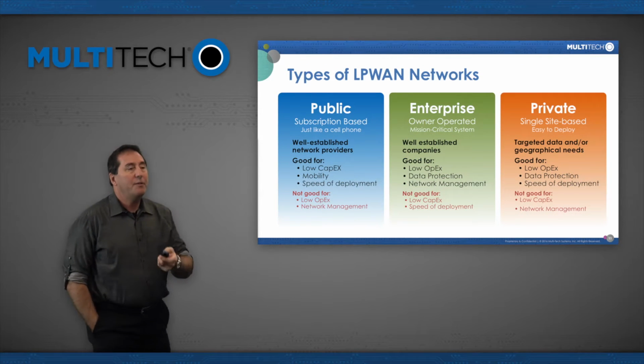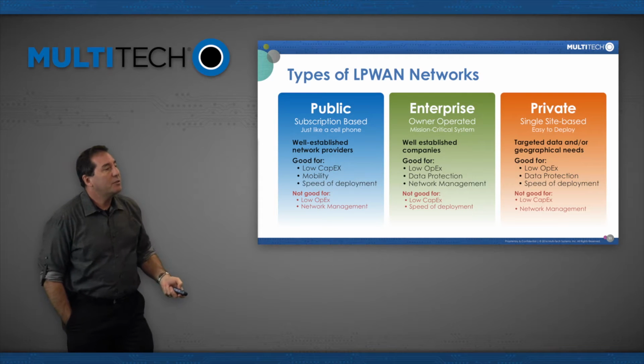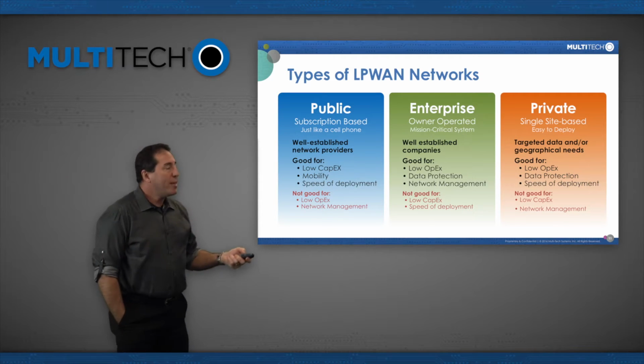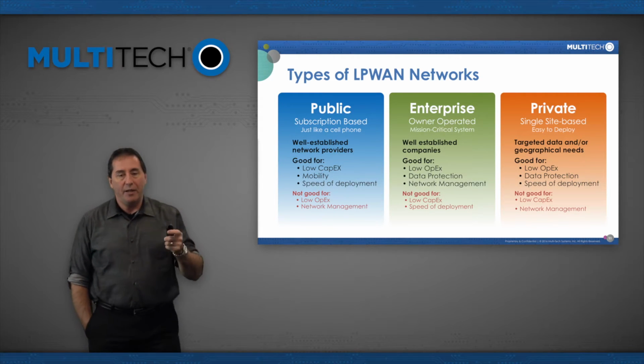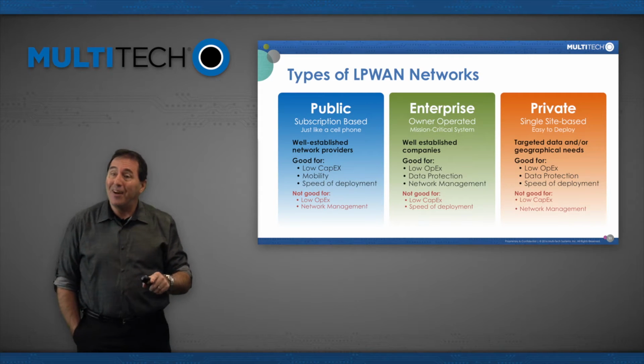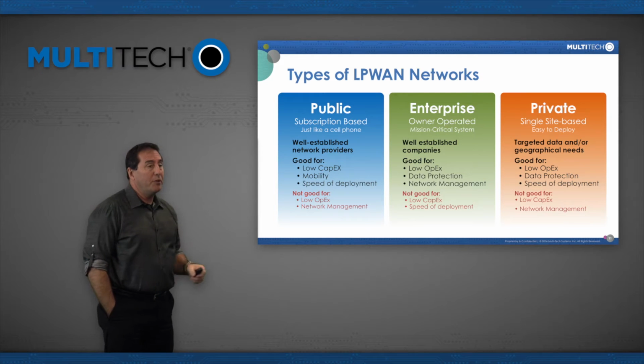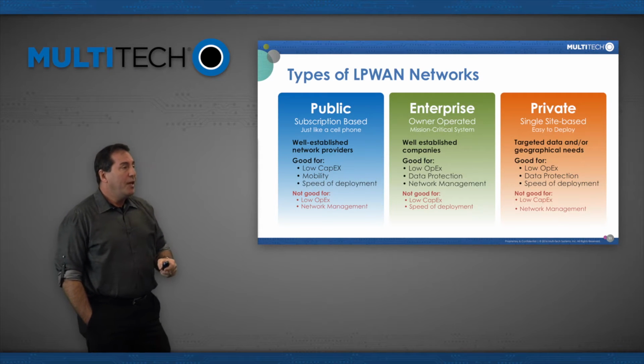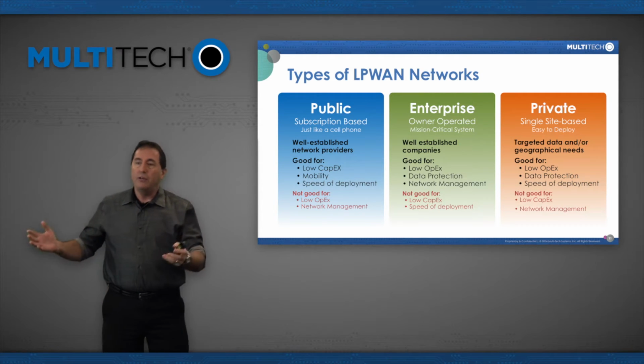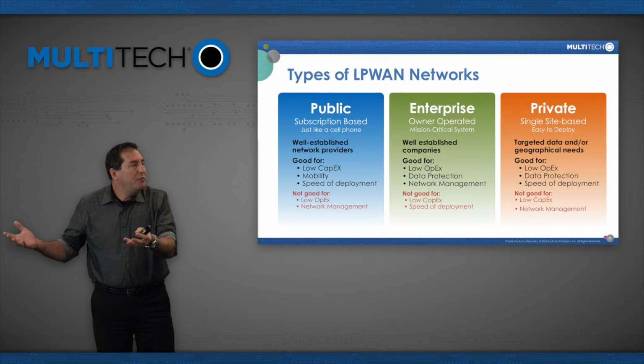So there's 3 different kinds of LPWAN networks. We talk about all 3 of these, and MultiTech was one of the first to identify the enterprise one, so I'll explain that one in a minute. But the first one that most people think of is public. And that's where you have a carrier, and you can pick them like AT&T, Verizon.